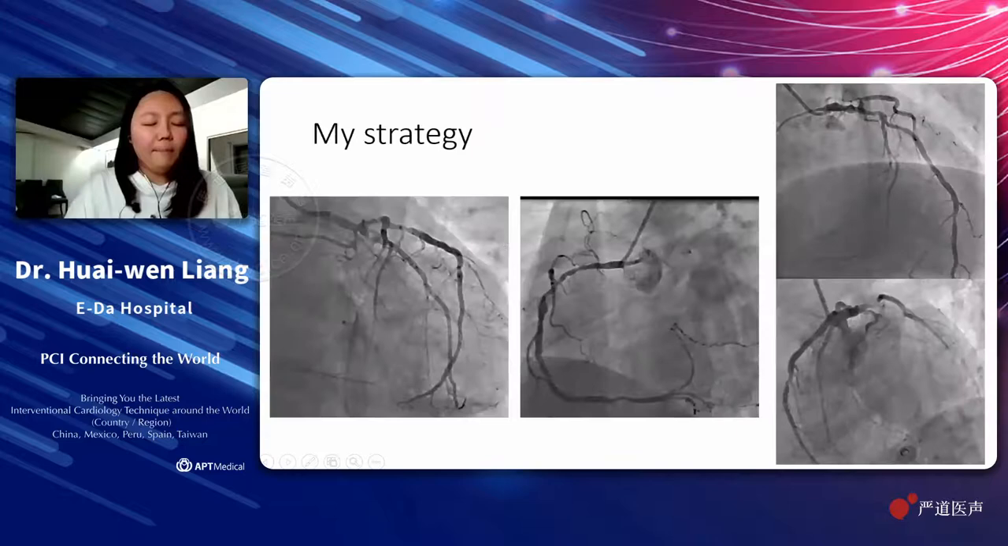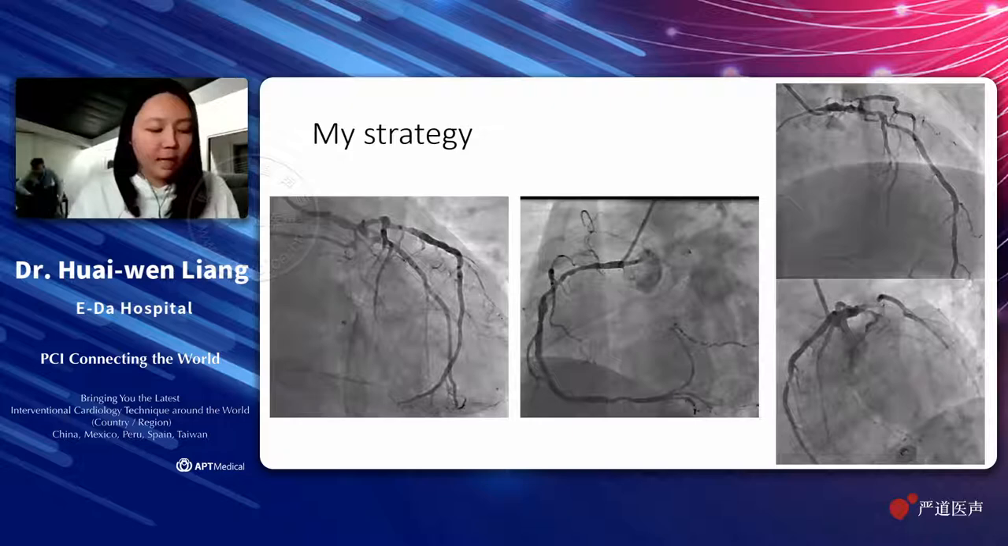Because from the electrocardiogram, we saw borderline ST elevation over L1 and aVL. I think during the acute stage of myocardial infarction, I will fix the culprit lesion only. So I will treat the diagonal lesion this time.